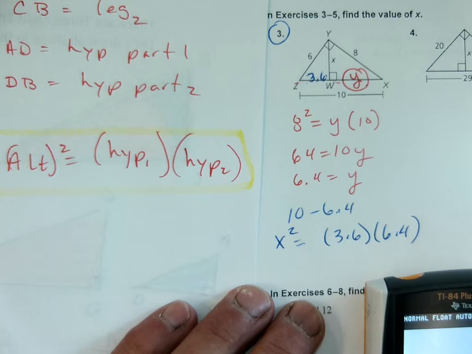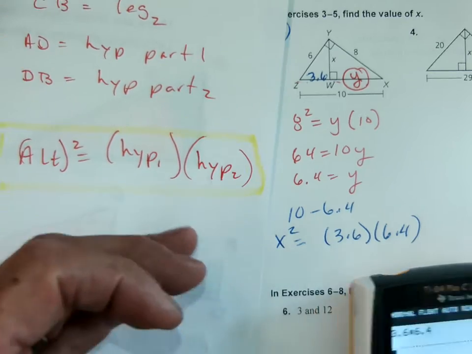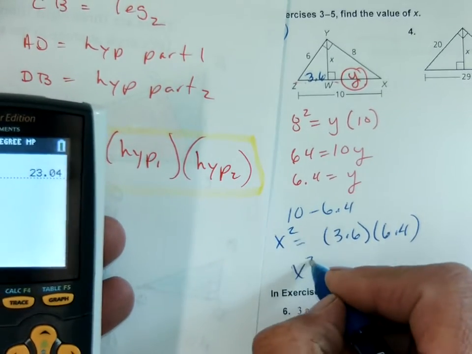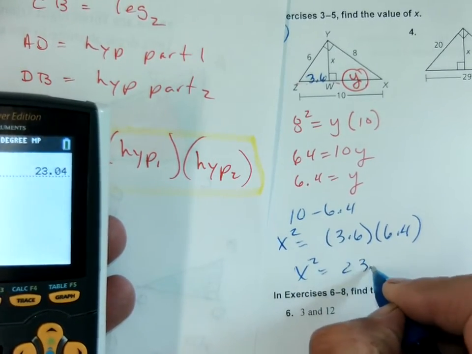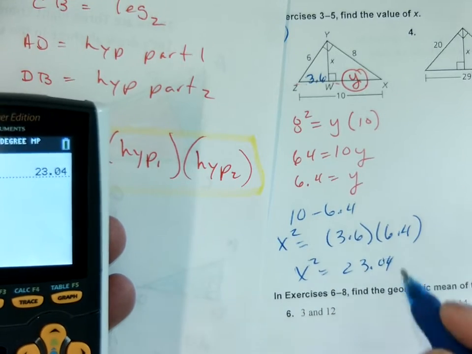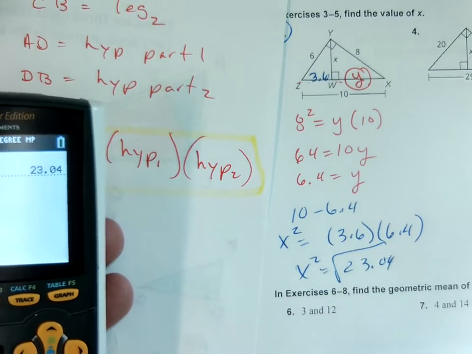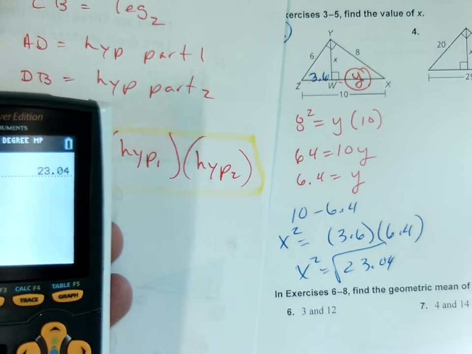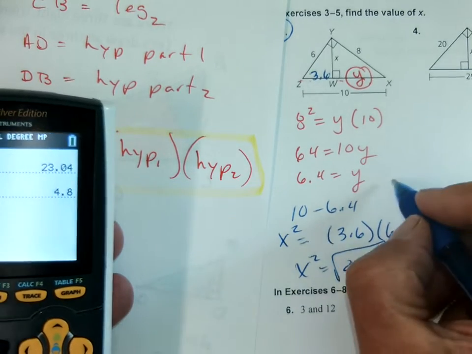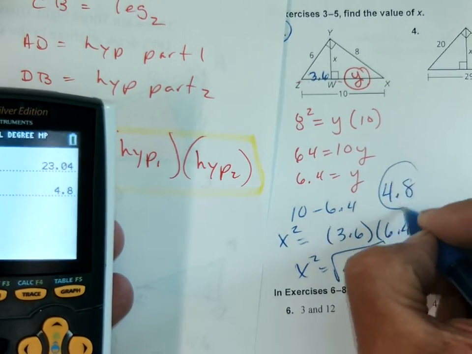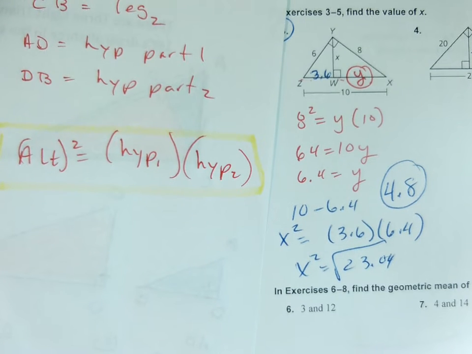So then I'm going to go, okay, what's 3.6 times 6.4? I get an answer of 23.04. X squared equals 23.04, and then I'm going to square root it, and the answer would be about 4.8 is the altitude, okay?